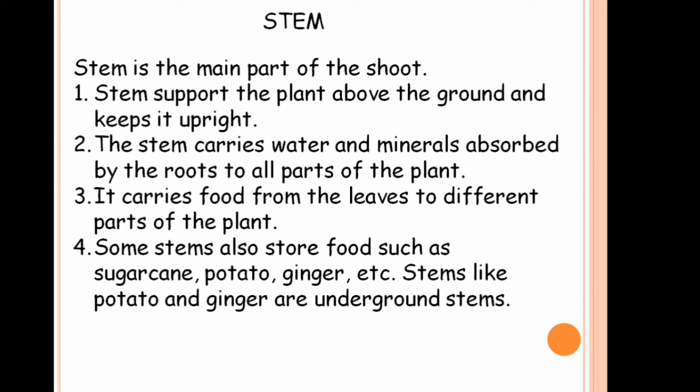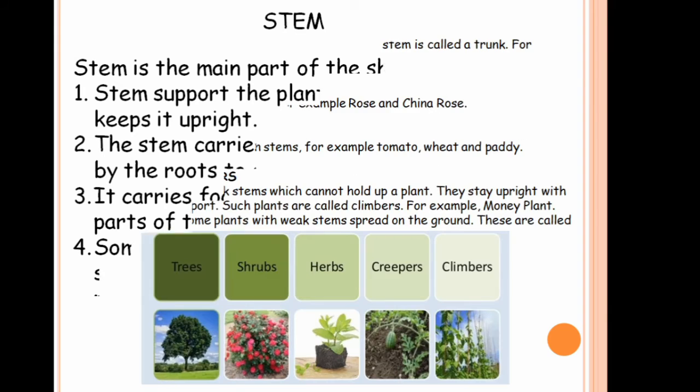Stem. Stem is the main part of the shoot. Stems support the plant above the ground and keep it upright. The stem carries water and minerals absorbed by the roots to all parts of the plant. It carries food from the leaves to different parts of the plant. Some stems also store food such as sugarcane, potato, ginger, etc. Stems like potato and ginger are underground stems.